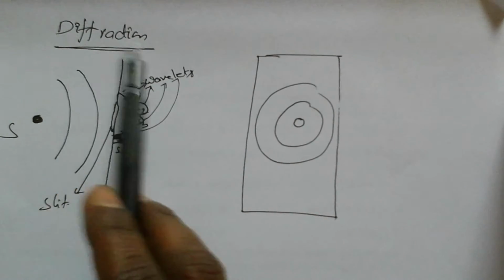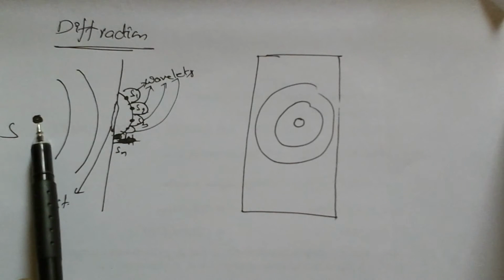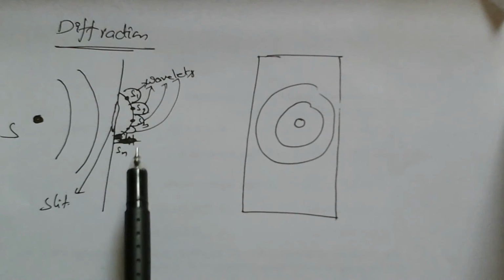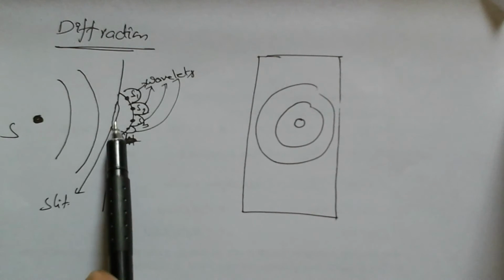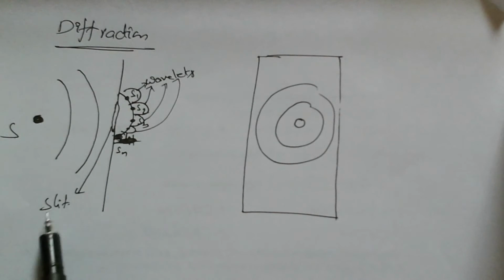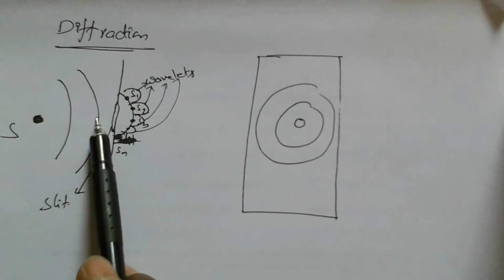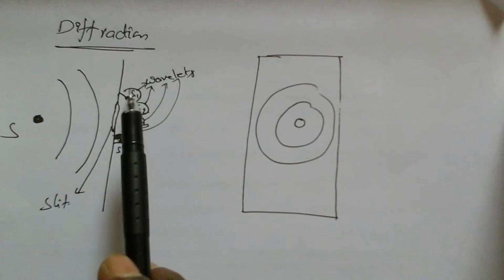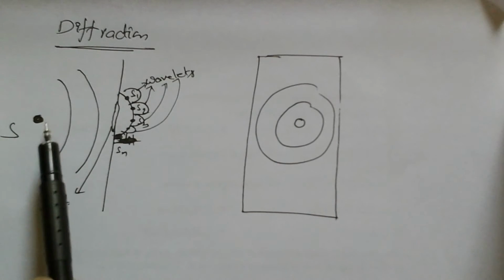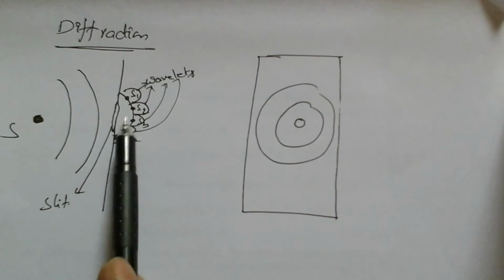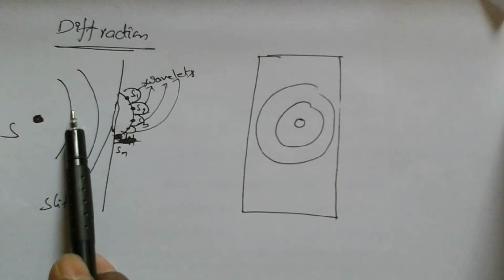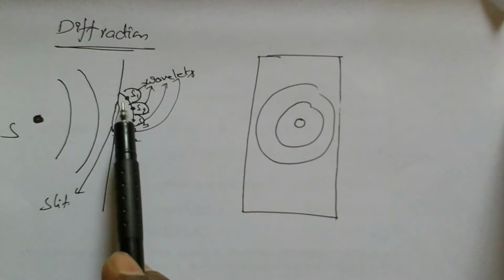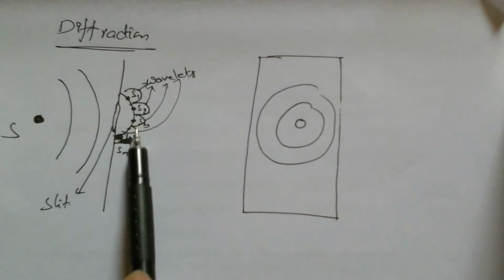Now we are discussing diffraction. We are taking a source. From the source, spherical wavefronts are coming. And here, if you take a small slit, from the slit the wavefront emerges, whether spherical or plane. If spherical wavefront comes, a spherical wavefront comes out; if plane wavefront comes, a plane wavefront comes out. But whatever it may be, the wavefront comes out here like this.